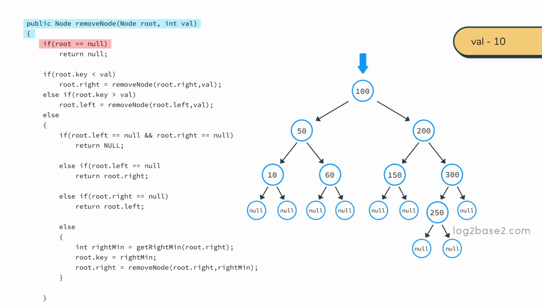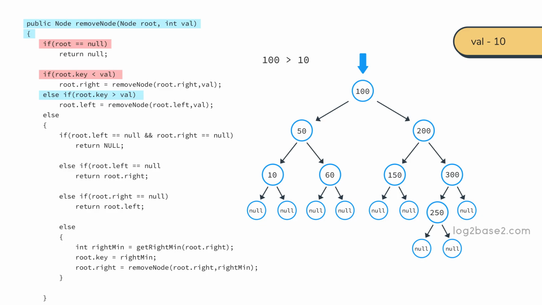So let us see how it works. We have val equal to 10. So check if root key is less than val, and 100 is not less than val. So check if root key is greater than val, and 100 is greater than 10. So the value is less than the root. So we only need to check in the left subtree. So call removeNode by passing the left subtree. So how do you pass a subtree? To pass a tree, you can pass its root. A root has links to all the nodes.